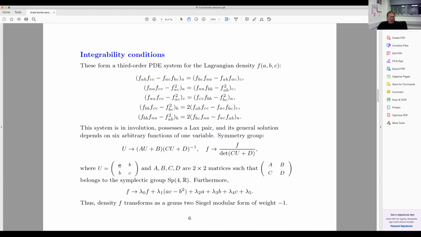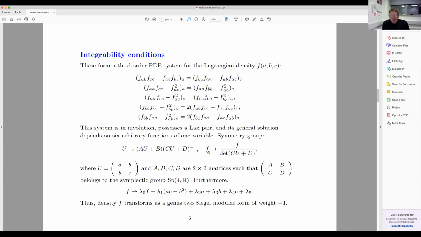So this is how my independent variables A, B, C transform, and the function F, the dependent variable, transforms like this, right? This transformation law is quite remarkable, because if you saw the transformation law of Siegel modular forms, then F transforms precisely as a Siegel modular form of weight -1.